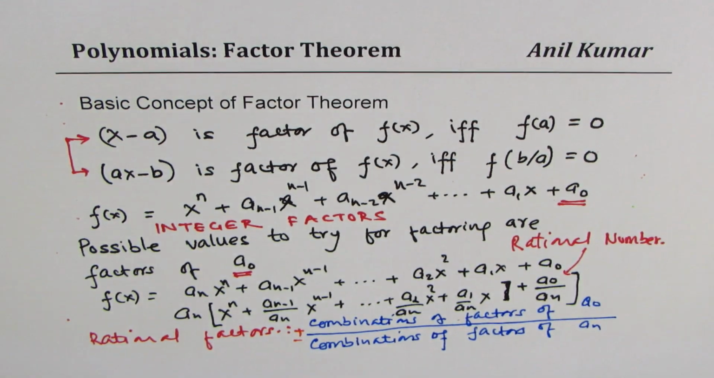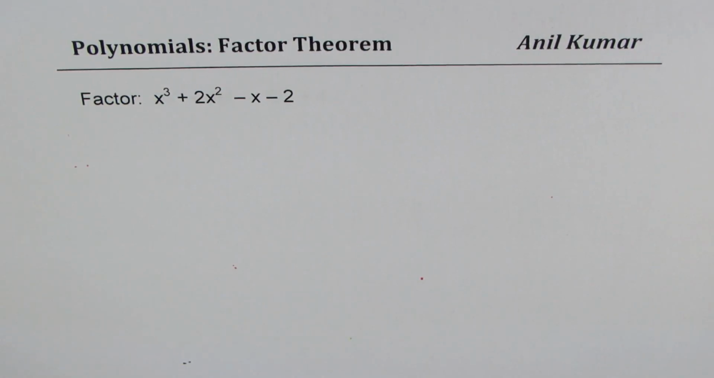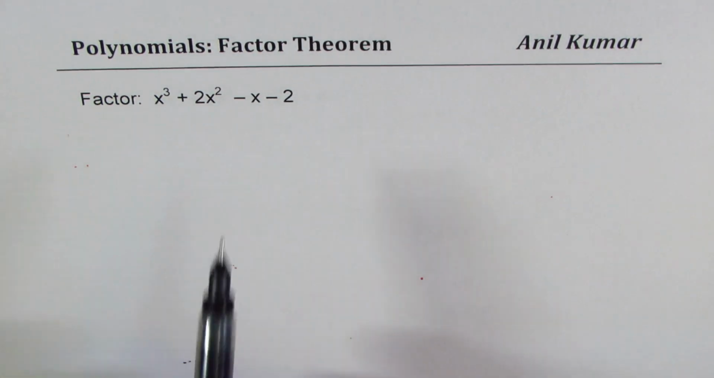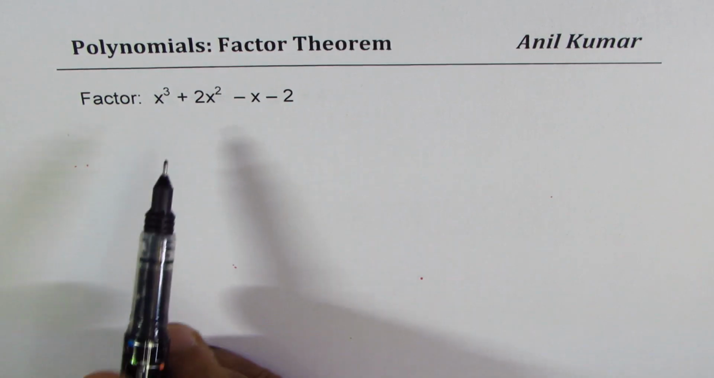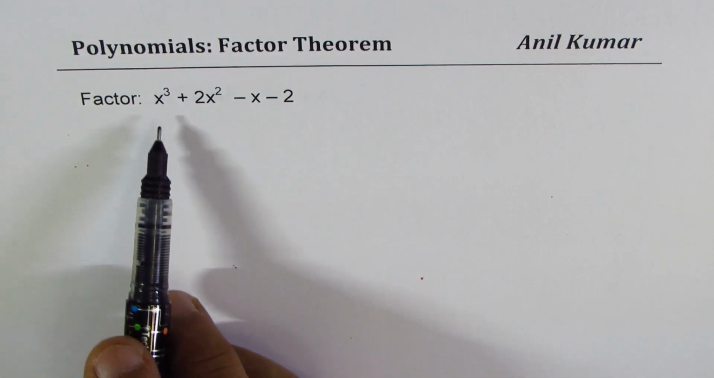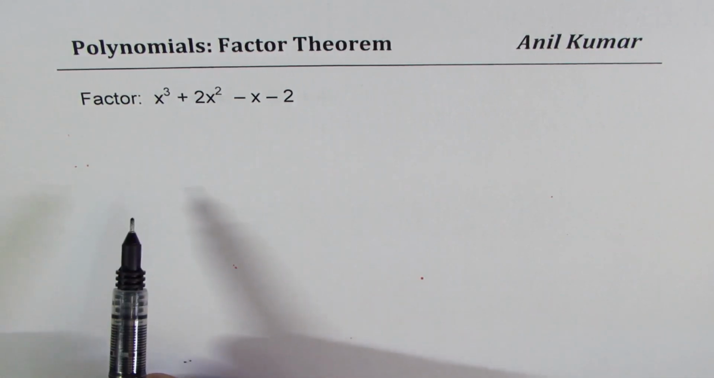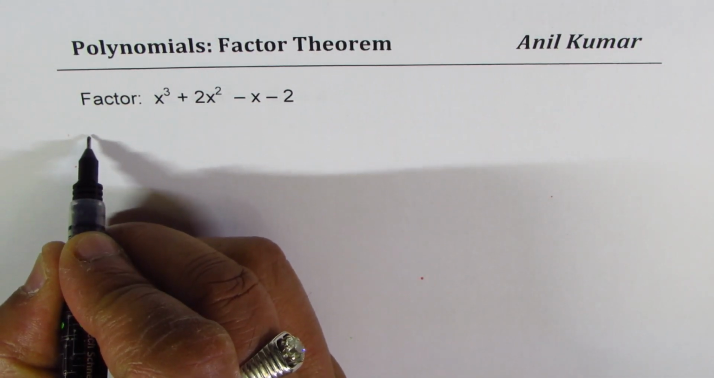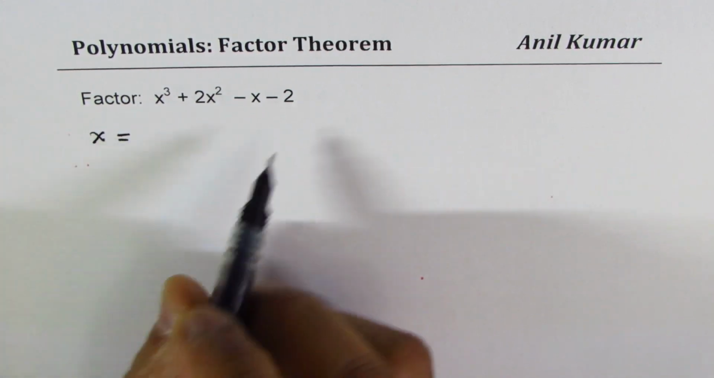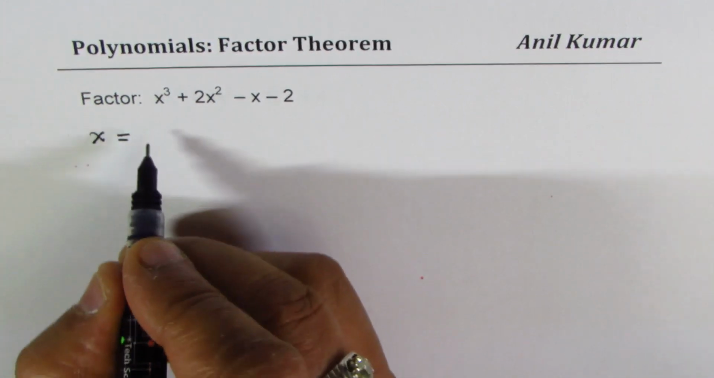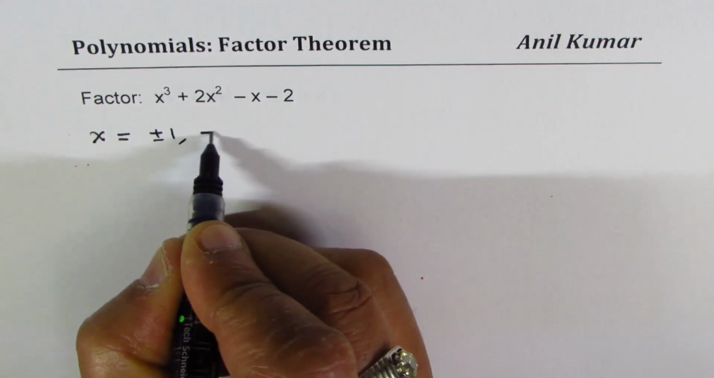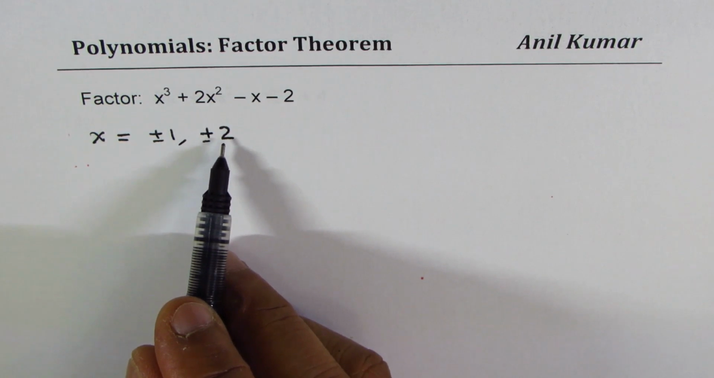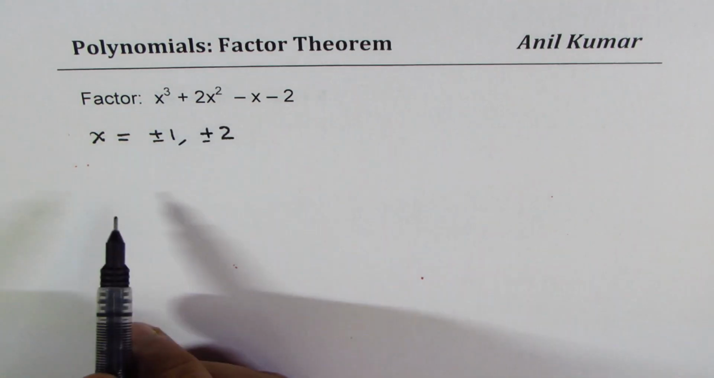So let's move on. Now here is an example to factor a polynomial. We'll factor x cubed plus 2x squared minus x minus 2. So from our learnings on the factor theorem, what are the possible values which we should try? So we say possible values are x equals factors of 2, right? So it could be plus minus 1 or plus minus 2. Correct? So these are the only four possible values which we could try.